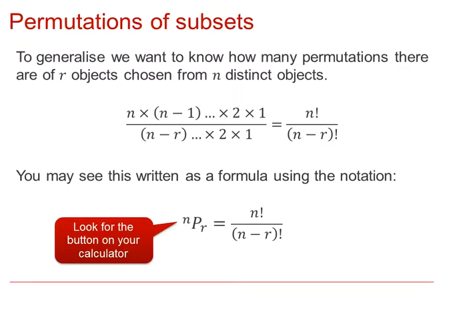To generalize, we want to know how many permutations there are of R objects chosen from N distinct objects. As you can see here, instead of a 9 we have N, and instead of 5 we have R. This gives us N factorial over N minus R factorial. You may see this written as a formula using this notation. NPR will be a button on your calculator, and it will give you the N factorial over N minus R factorial calculation.